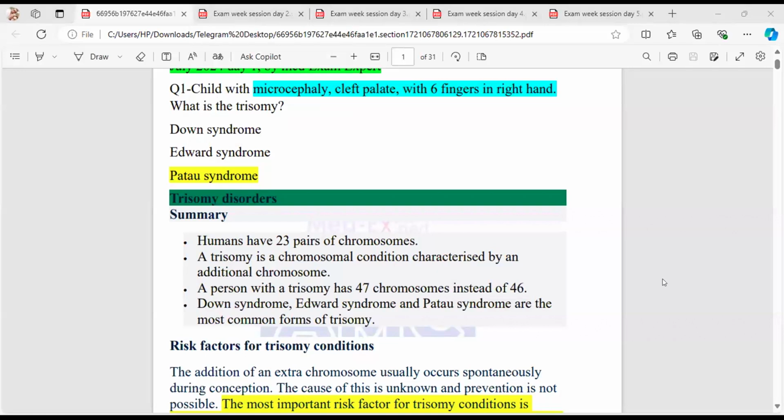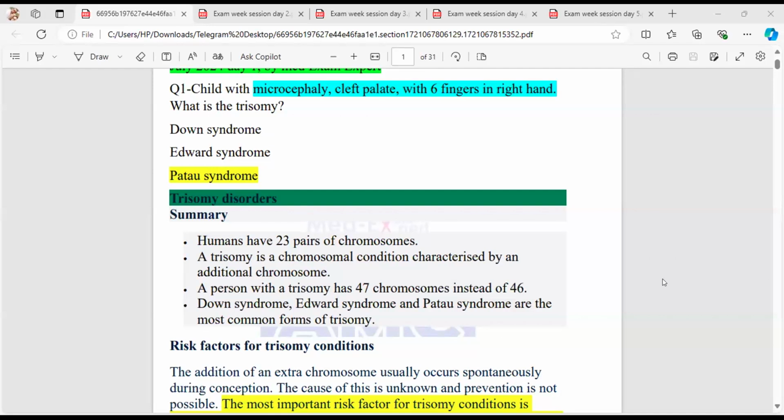Okay, so a child with microcephaly, cleft palate, and six fingers in the right hand. Here we have three key points. To solve every question, I always tell my students, my dear doctors, to try to find the key points, because in the exam our questions are long scenarios, so it is difficult to solve the whole question within 1 or 2 minutes. If you know the key points, you will solve your question quickly. Second, always read the options first. In this way, you will quickly solve your question.